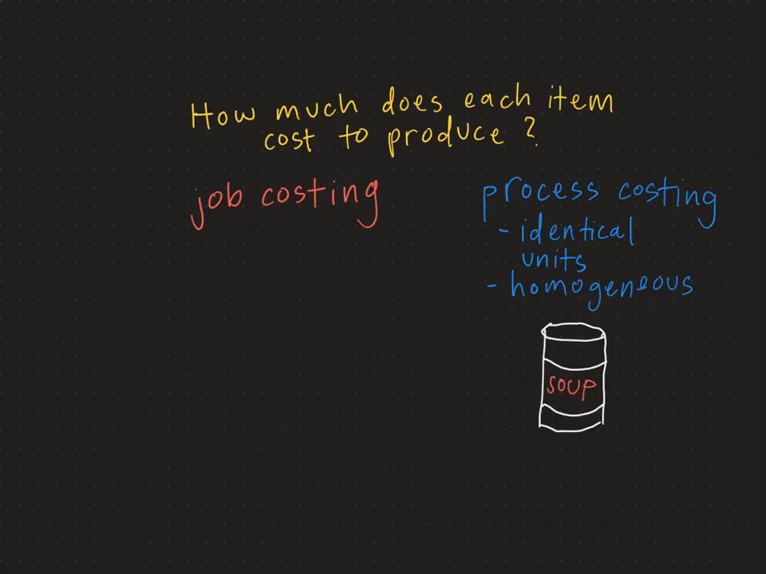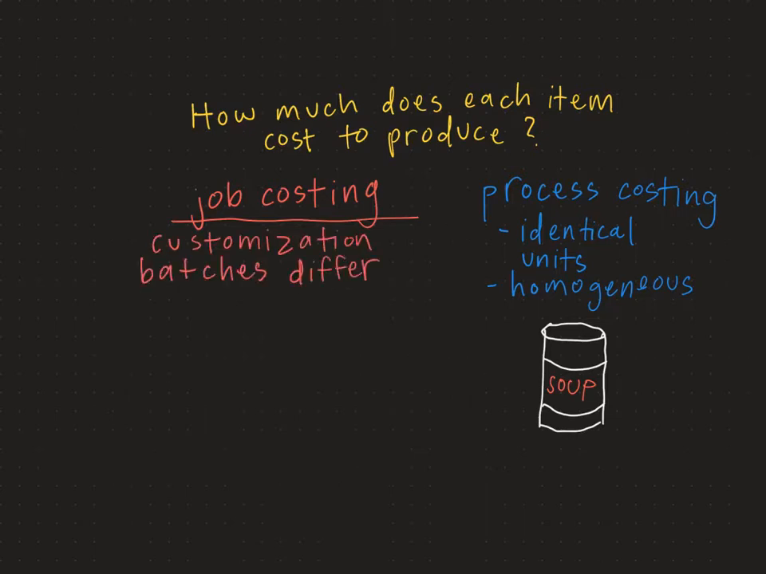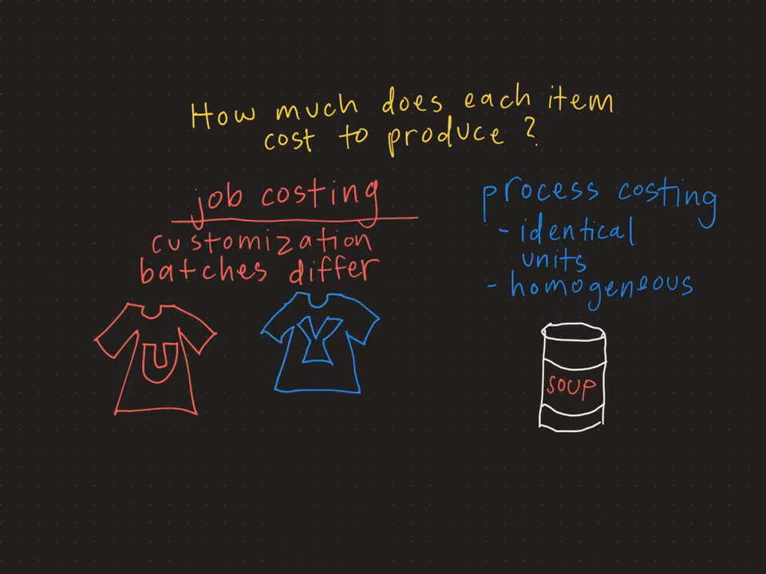Now let's talk about job costing. Job costing is appropriate to use when there is some kind of customization of our product, or simply when we run different batches of items throughout the day. For example, if you were a screen printing shop, you might run one batch of University of Utah t-shirts, and then later in the day you might run a batch of BYU t-shirts. The batches you run throughout the day are of products that are not the same.